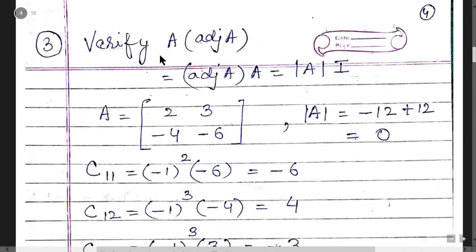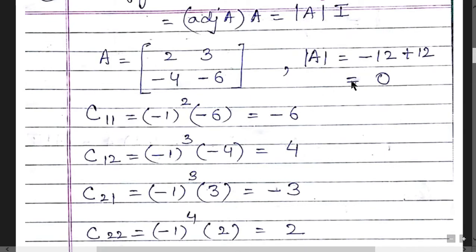Now in question number 3, you have to calculate the adjoint of A. Then multiply that adjoint of A with the matrix itself. It will be equal to determinant of A into I, that is the identity matrix. Now check A: 2, 3, minus 4, minus 6 is given. Minus 12 plus 12, the answer is 0. It means the determinant of A is equal to 0.